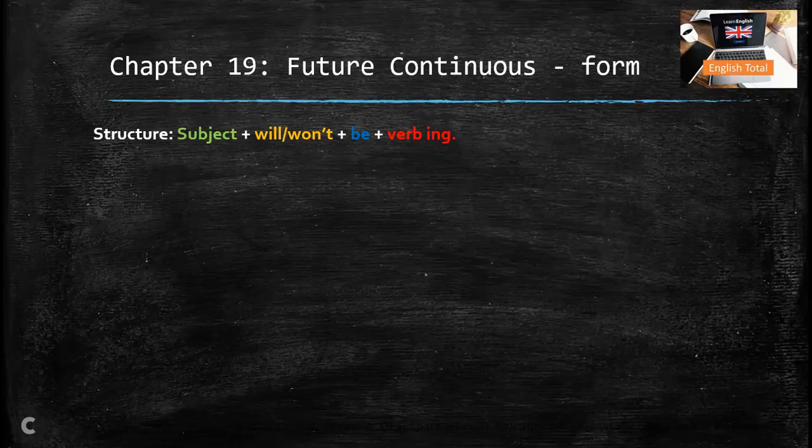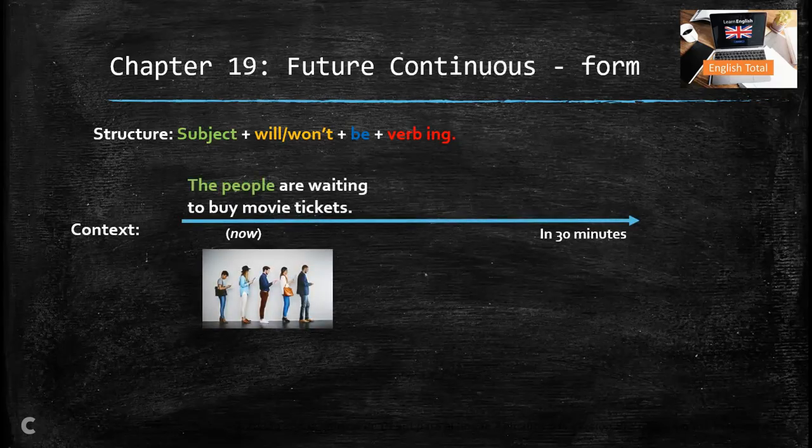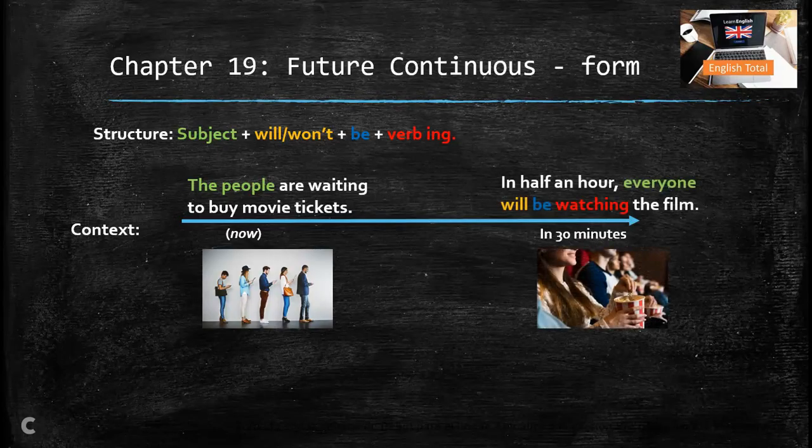Let's talk about the context for the right use of the future continuous. Look at this timeline. Right now, the people are waiting to buy movie tickets. But in half an hour, everyone will be watching the film. As you can see, we're using the future continuous to clearly describe an event that will be in progress in the future. I hope you can see how easy it is to use.